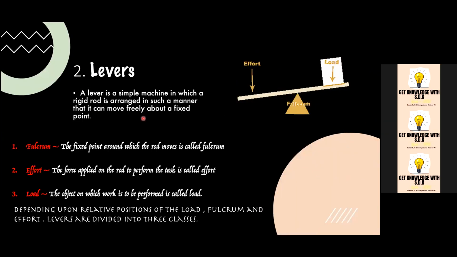2. Levers. What is a lever? A lever is a simple machine in which a rigid rod is arranged in such a manner that it can move freely about a fixed point. So there are three parts of a lever. 1. Fulcrum. The fixed point around which the rod moves is called fulcrum. Effort. The force applied on the rod to perform the task is called effort. Load. The object on which work is to be performed is called load.